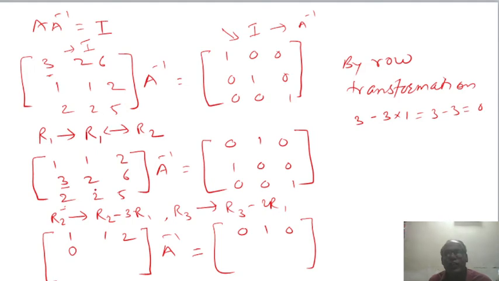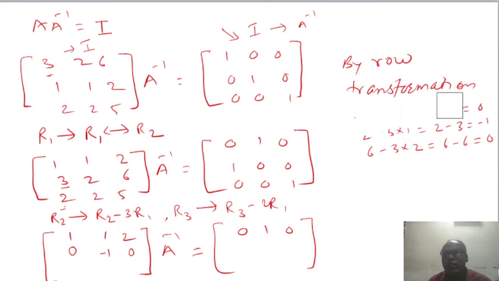Second, here we have 2. 2 minus 3 into 1. That is 2 minus 3, this is minus 1. This element is minus 1. Now here, what is R2? 6. 6 minus 3 into 2. Therefore 3 2s are 6, 6 minus 6, 0. We get 0. Is it clear? This type of calculation we have here. Now on the right hand side, what about the right hand side? What is R2?